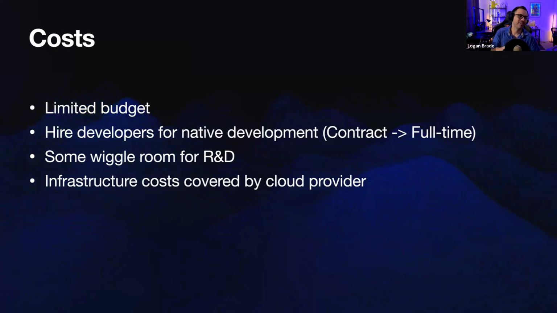What happened with our costs? The original plan was to hire developers for native development. We were going to bring them on a contract basis, and then as the app was done and grew, we were going to bring them on full time. One good aspect is that infrastructure costs were being covered by the cloud provider. In this case, AWS covered a lot of our infrastructure costs, which also played into our strategy of going native, because that took about $50,000 to $100,000 off our total costs.